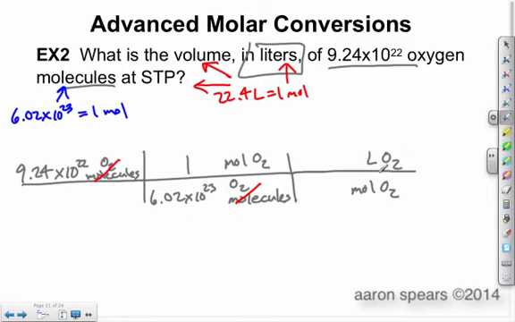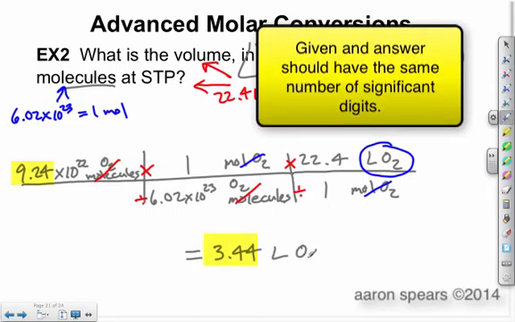To get the numerator to be the same amount as the denominator, I remember that at STP, 1 mole of any gas has a volume of 22.4 liters. Moles of oxygen now cancel out, and I'm left with liters of oxygen. That's what I want to find. So all I need to do is multiply by my numerators and divide by every denominator. When punched into the calculator and rounded correctly, you get 3.44 liters of oxygen as your final answer.